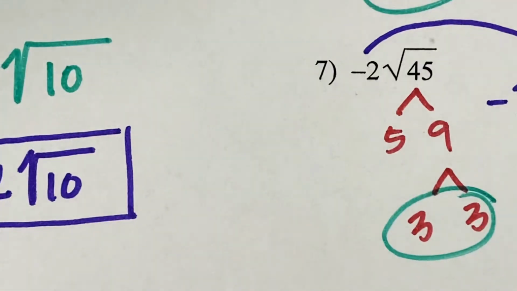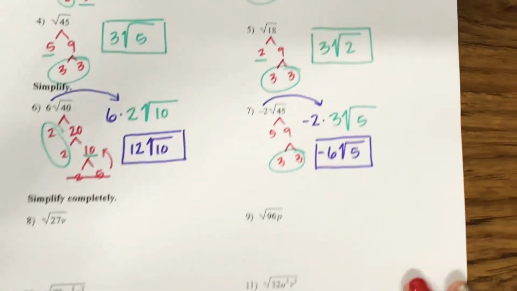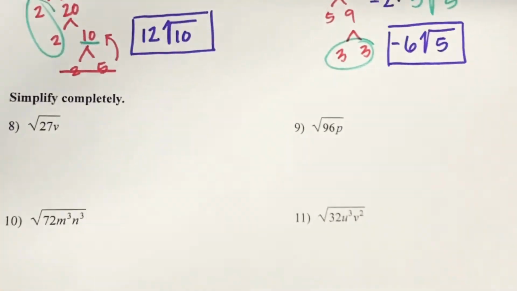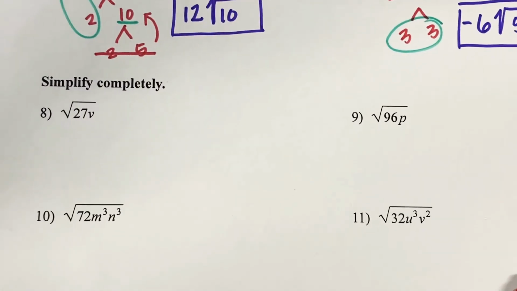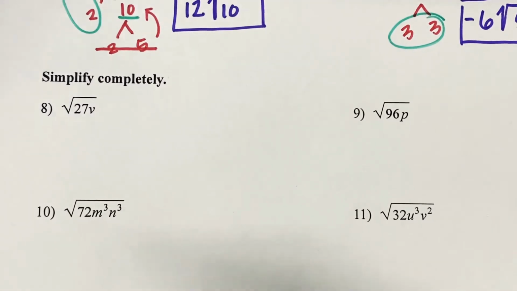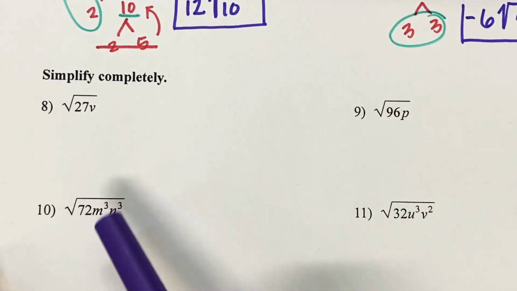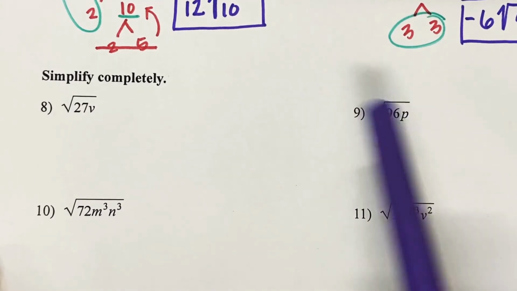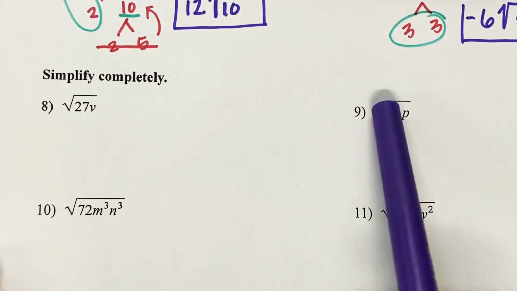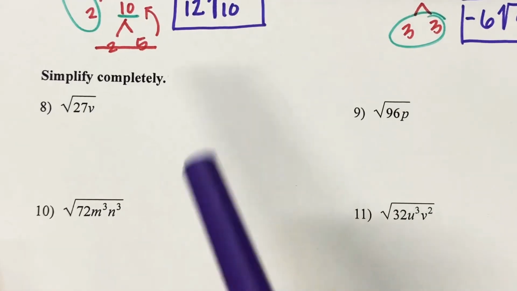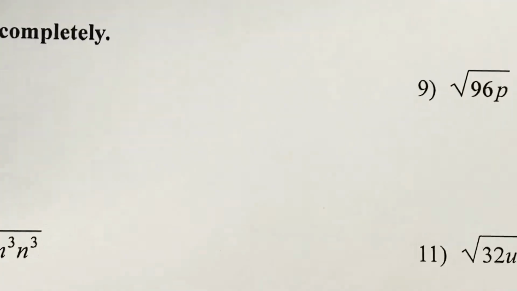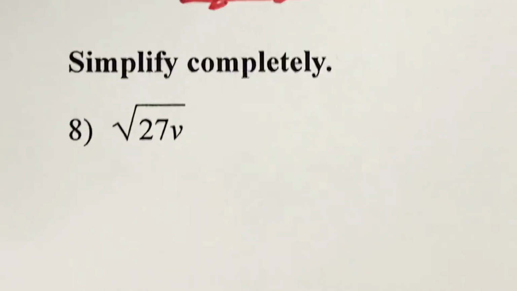So let's look at 8 through 11, our last 4 examples. If you'll notice on these 4, what do they have that we haven't seen before in radicals? They have variables, right? We have letters in here. So we're going to start the exact same way.